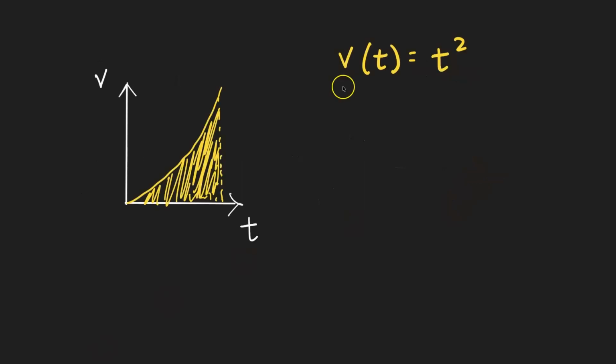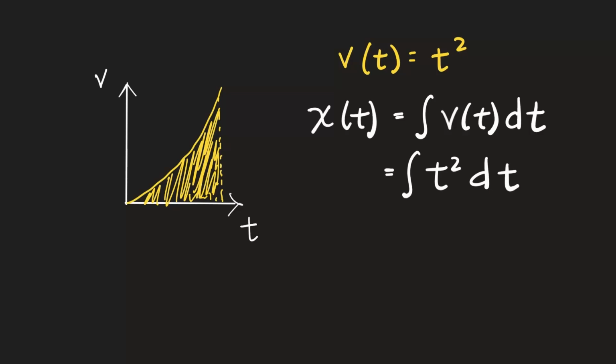Now let's take a look at this velocity function. v of t is equal to t squared. Now you might wonder, why are we looking for the antiderivative of this velocity function? And the answer is because in physics, on a velocity versus time graph, the signed area under a velocity-time graph represents displacement. And the antiderivative of velocity gives us a position function. And we can use that position function to find displacement over a time interval.